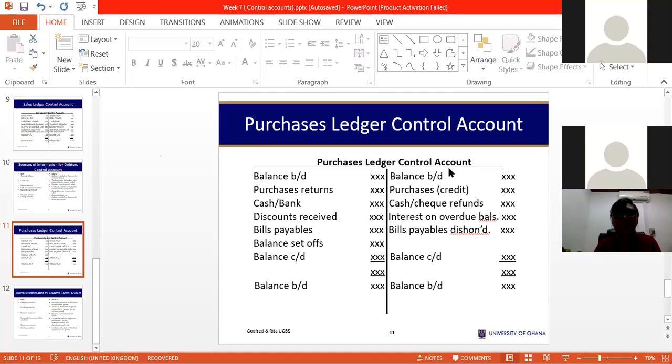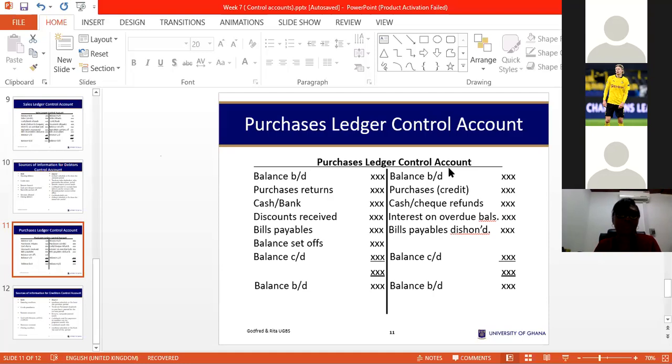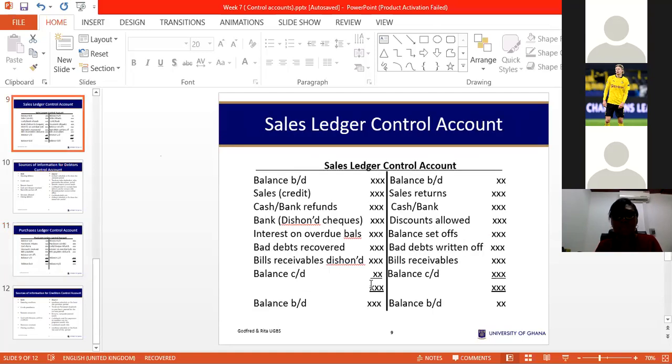Emmanuel Danso. Yes, madam, about the sales ledger control account. We can have some transactions like bad debts written off or recovered, so you have to treat it on both the debit and the credit side. I want you to explain that. Bad debts recovered? I think I've explained the bad debts. Madam, like written off and recovered at the same time. Yes, is that not what I explained?